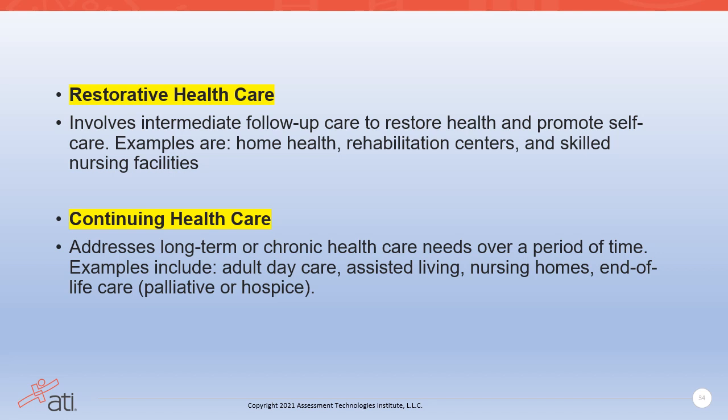Personal care, maybe hospice care. Maybe they're not going to recover. Maybe they can no longer do ADLs for themselves. These would be examples of them. Restorative care, here it says home health, rehab, and skilled. Continuing is more long-term chronic healthcare needs. Adult daycare. They can no longer be alone by themselves. They may need assisted living, nursing home, end-of-life palliative or hospice care.